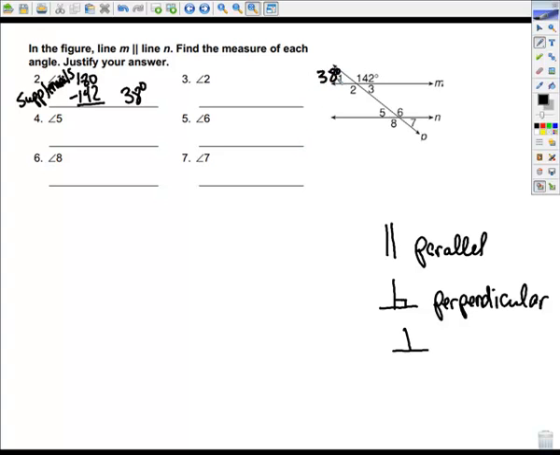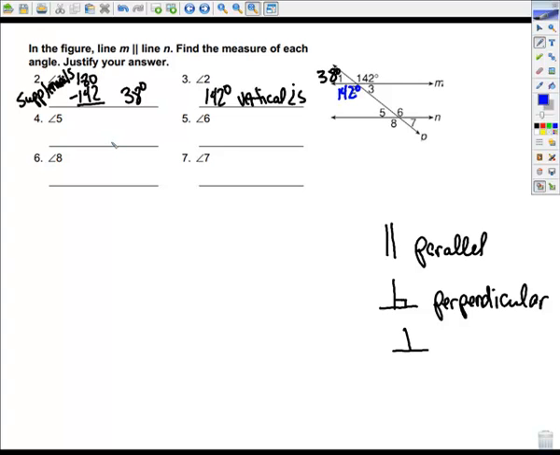Now, I guess I should look and see what they're asking me. They're asking me for angle 2. Well, angle 2 and this angle right here are vertical angles, so it's going to be 142 degrees, and I can just put vertical angles. So I'm going to use a different color. So 142 degrees.